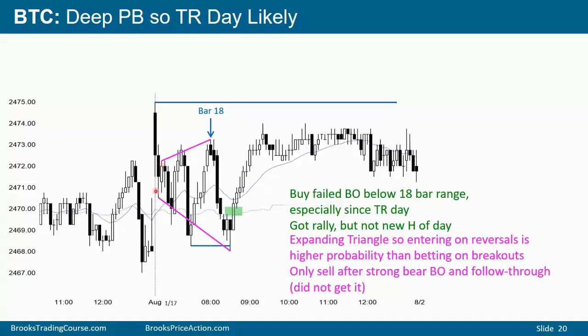We went down, we went up, we went down more, up more, down more, up more, down more. So it's a growing, expanding triangle, and that is another reason to take this buy. It's actually a reason to take this sell, but with this strong reversal up after this strong reversal up, a lot of traders are not going to take that sell, although it's reasonable.